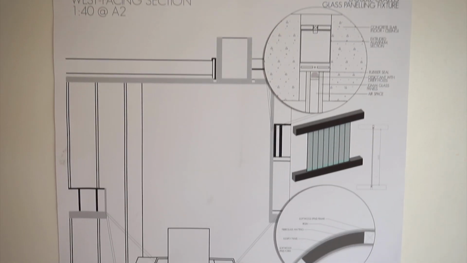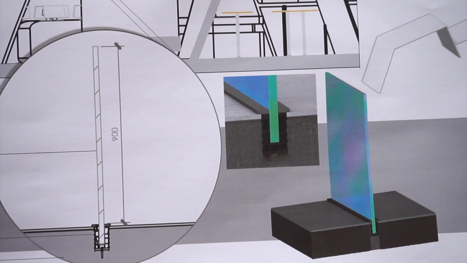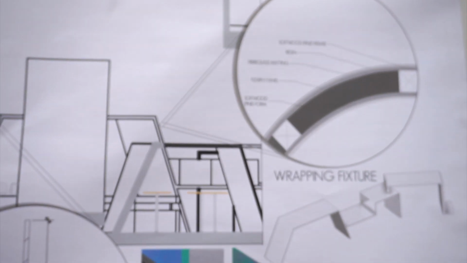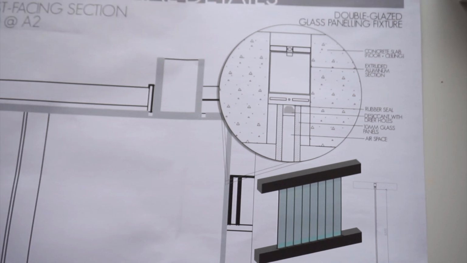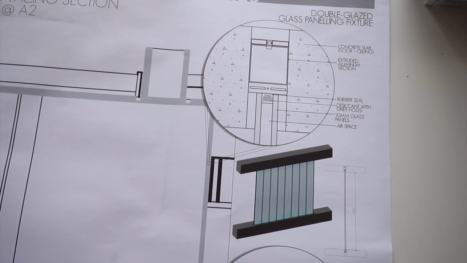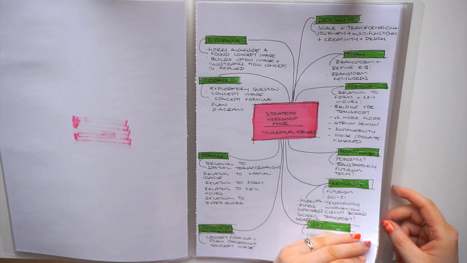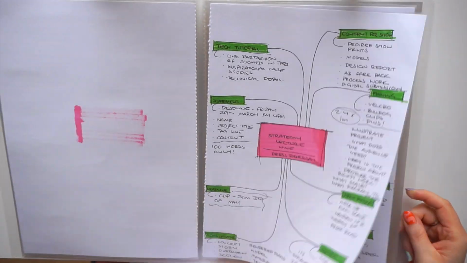I also created a detailed section of the railing on the bridge, the wrapping, seating and pod fixture in the research quarter, and lastly the seamless glass panelling on the first floor. This was just simply a folder capturing all of my lecture notes, pretty self-explanatory.